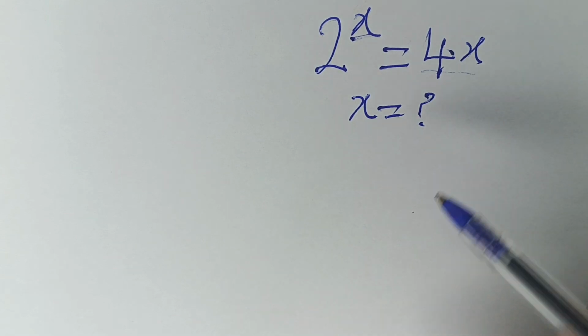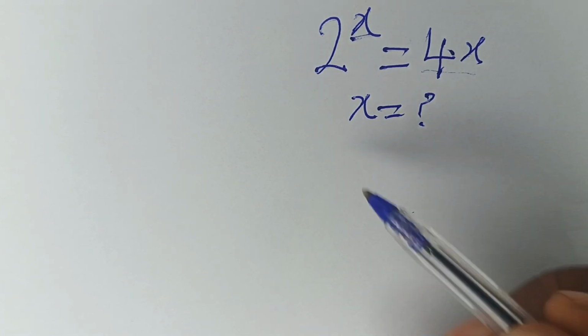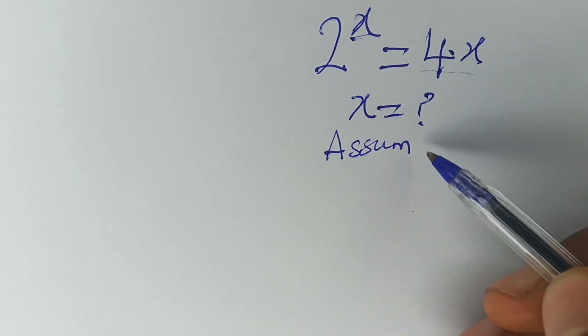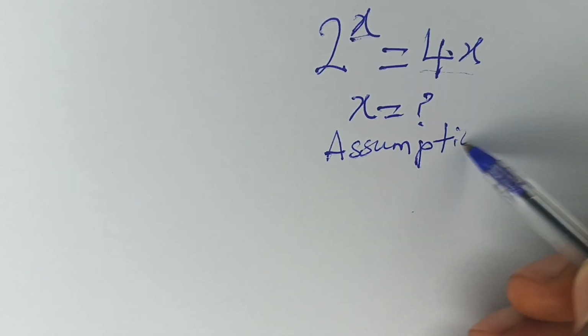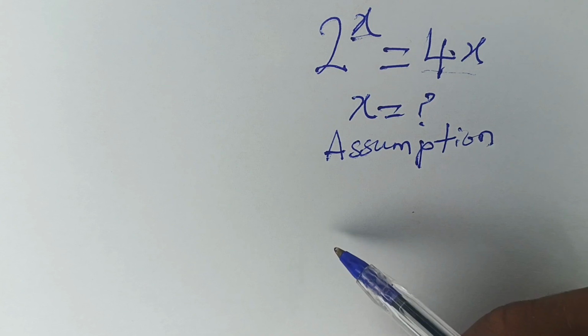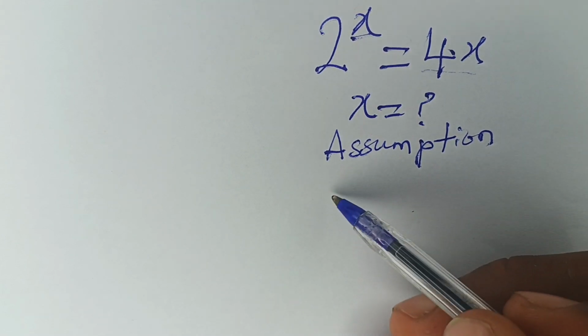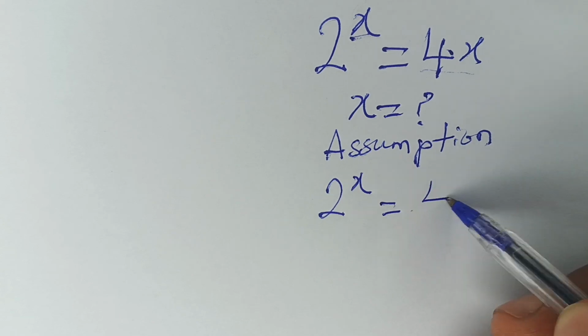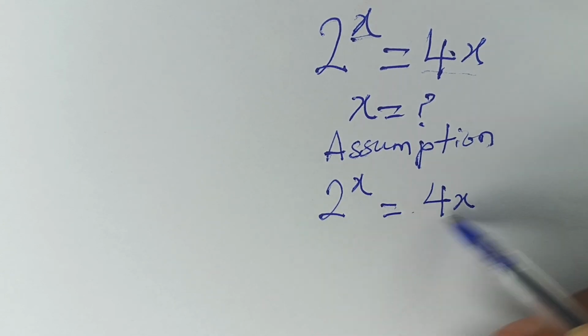Okay, now there are two methods I'm going to use to do this. I'm going to use the first method, which is called the assumption method. All right, so we're going to assume something and then use it to solve it. So first of all, what we're going to say is that 2 raised to power x is equal to 4x.